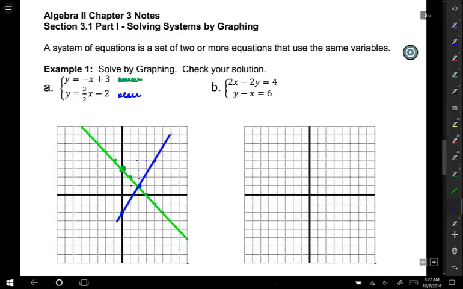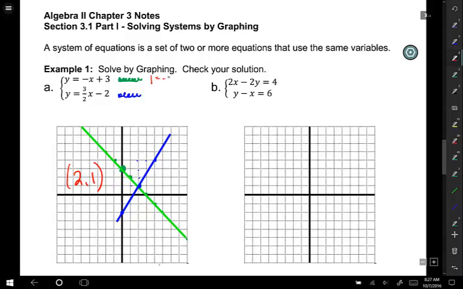Boom. Obviously, where do they cross? 2, 1. Okay, so they cross at the point (2, 1). So the point (2, 1) is our solution. Okay? If we were to check that, we would go up to the top and plug in the point (2, 1).